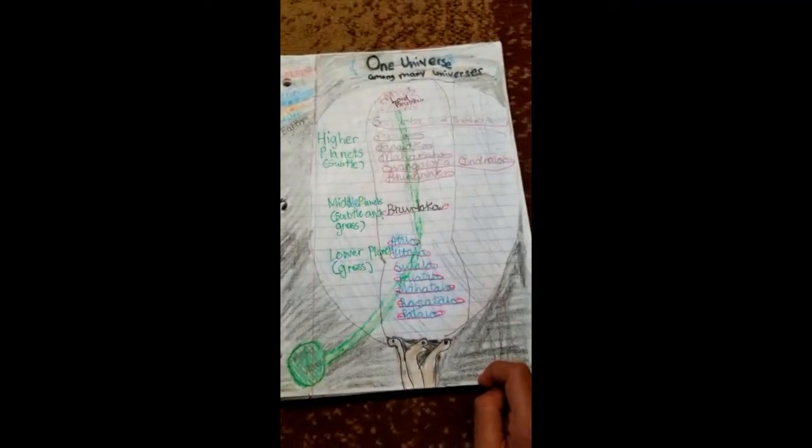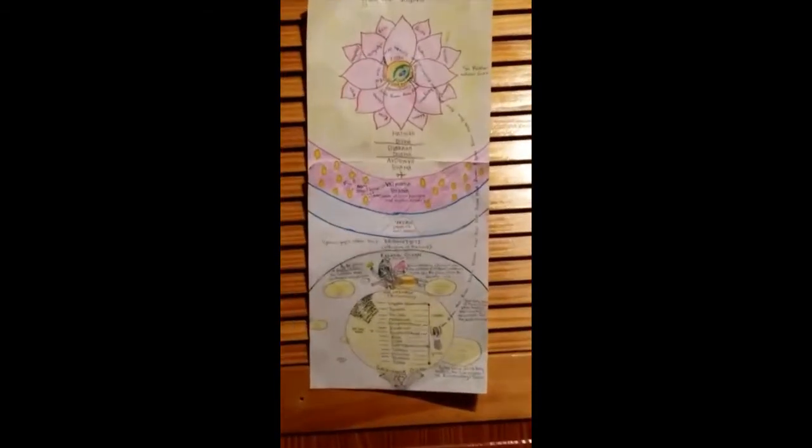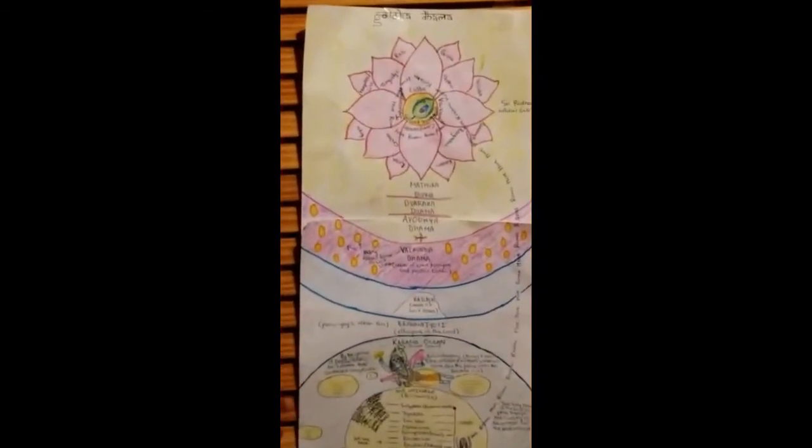And yeah, so this is my universe drawing. Hare Krishna. Hare Krishna, everyone. So I'm Ishti, and this is my Goloka chart, the universe drawing. So let's start with the material world.